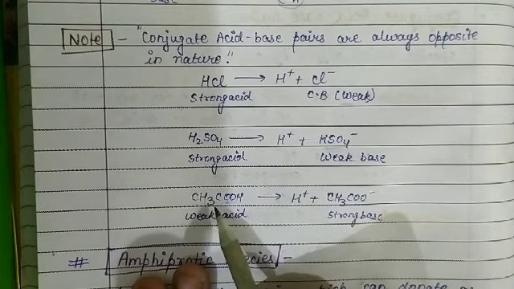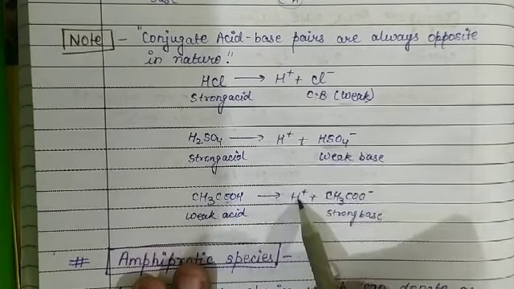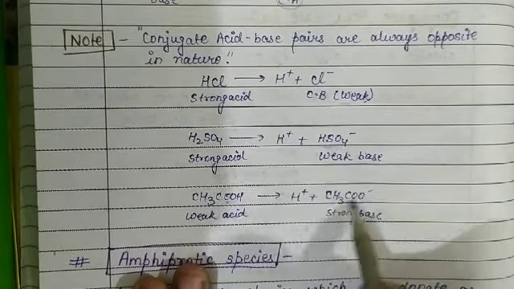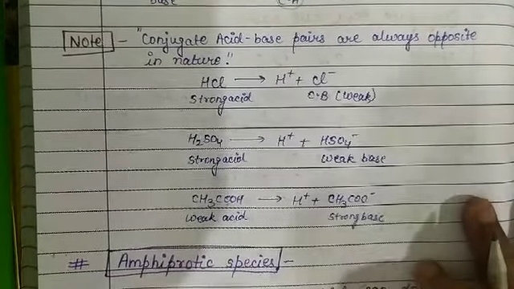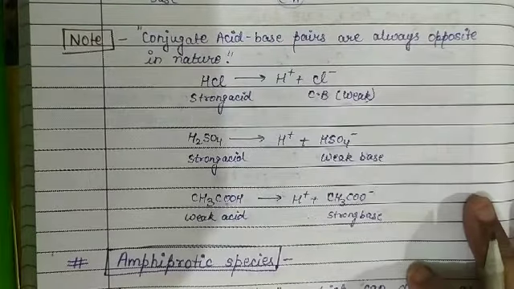For example, this is a weak acid. When H+ is lost, it will form CH3COO-. This is a strong conjugate base. Hence, conjugate acid-base pairs are opposite in nature.